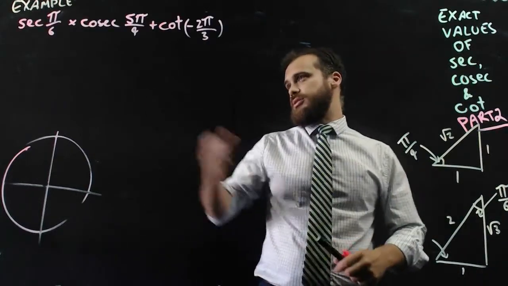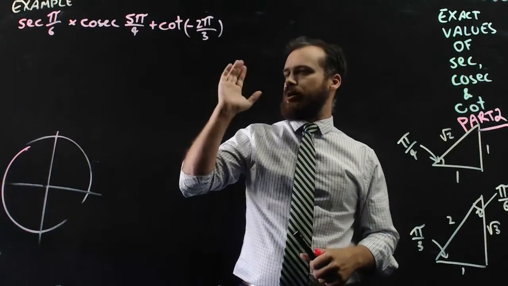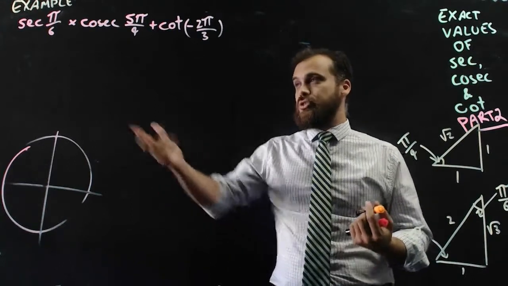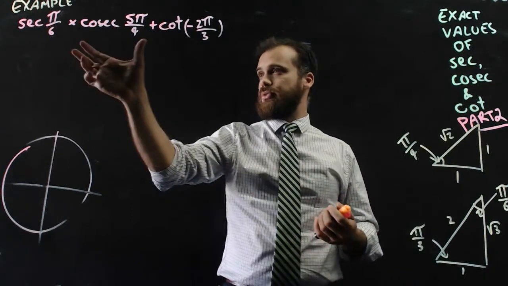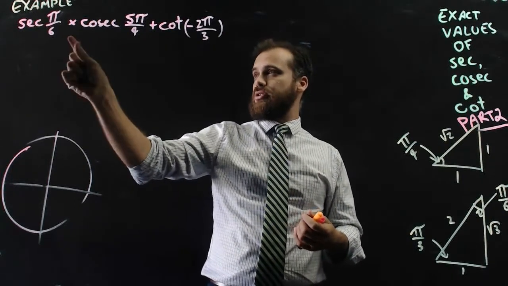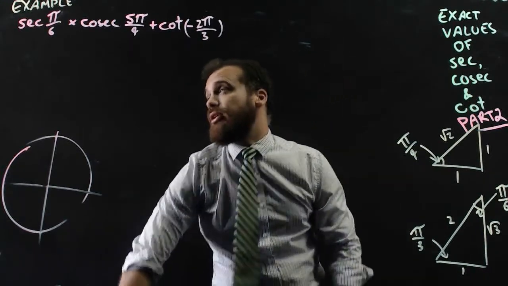So the question is sec pi on 6 times cosec 5 pi on 4 plus cot of negative 2 pi on 3. Now, you just do them one at a time. Do this one, do this one, do this one, exact value, exact value, exact value, this times this plus this. So let's give it a crack.